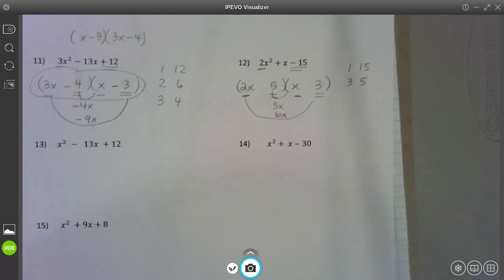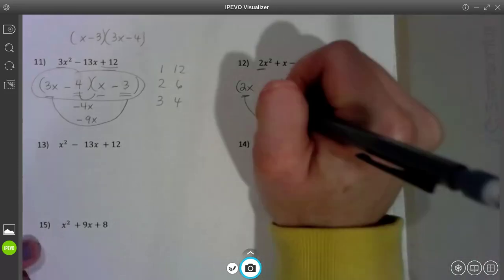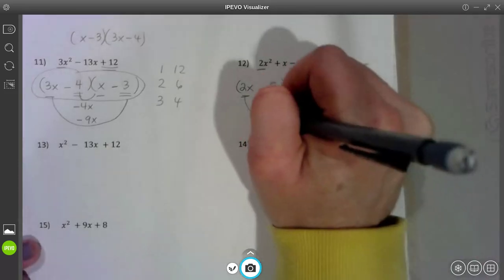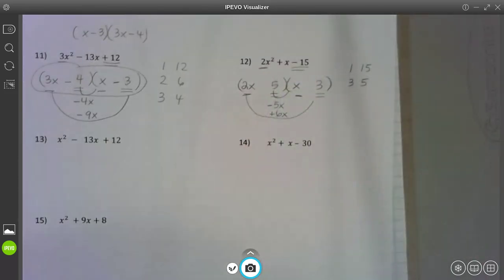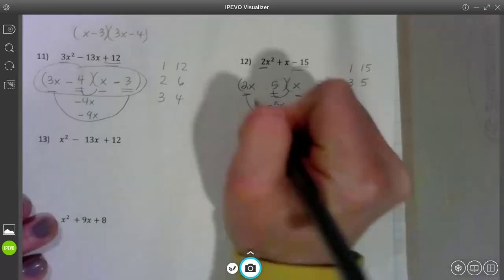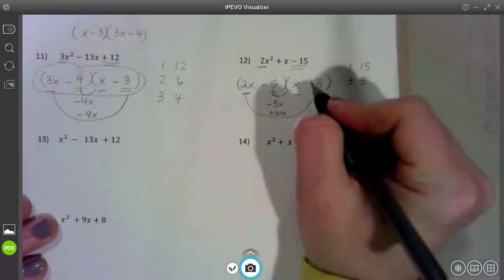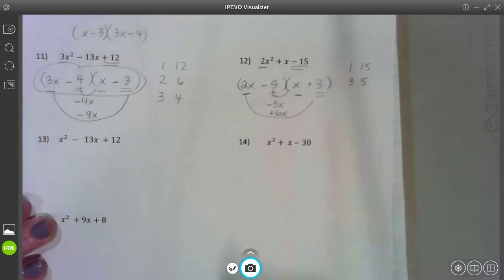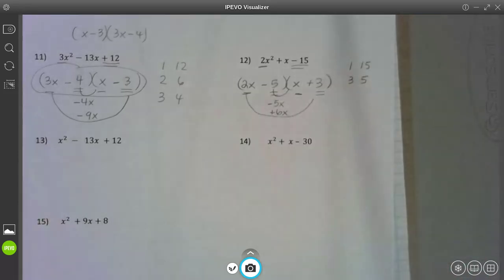I know I need a positive and a negative, right? So who has to be positive and who has to be negative to get to that 1x in the middle? Well, I would need a negative 5 and a positive 6 to get to that positive 1x in the middle. So let's try that. Let's put the negative here, and then let's put the plus there to get that plus 6x. And now let's see if everything's doing its job.